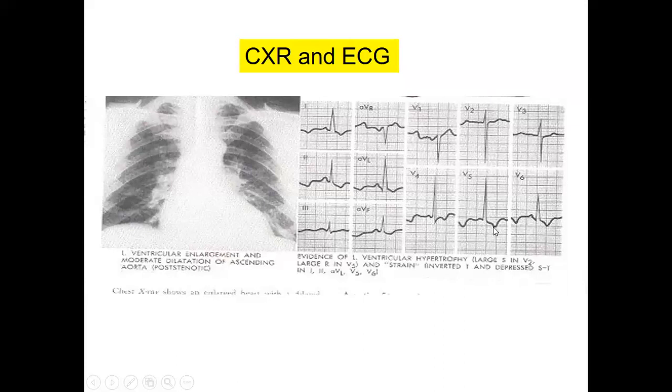So this is the ECG pattern you see whenever there is left ventricular hypertrophy, whether it is due to hypertension or due to aortic stenosis. The strain you can find whenever there is pressure overload type left ventricular hypertrophy, you will get this ECG. So this is typical of aortic stenosis.